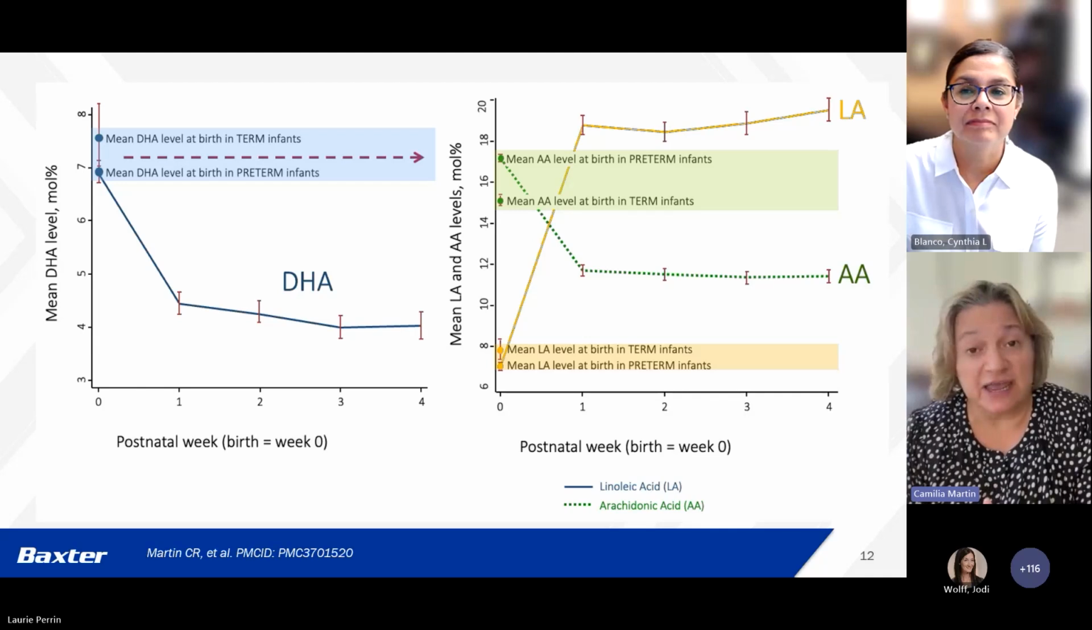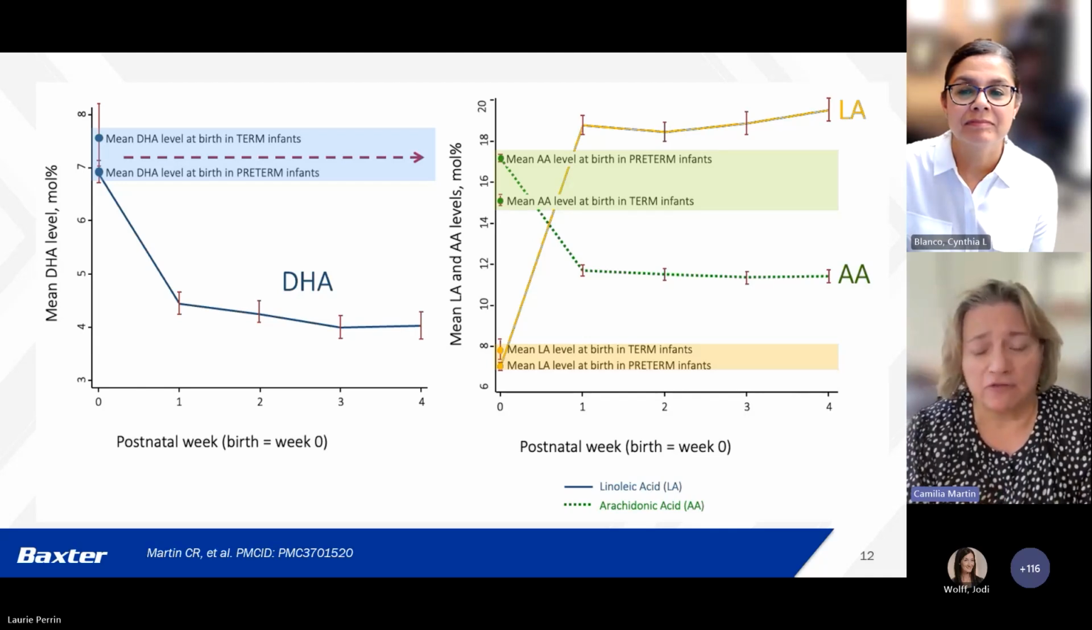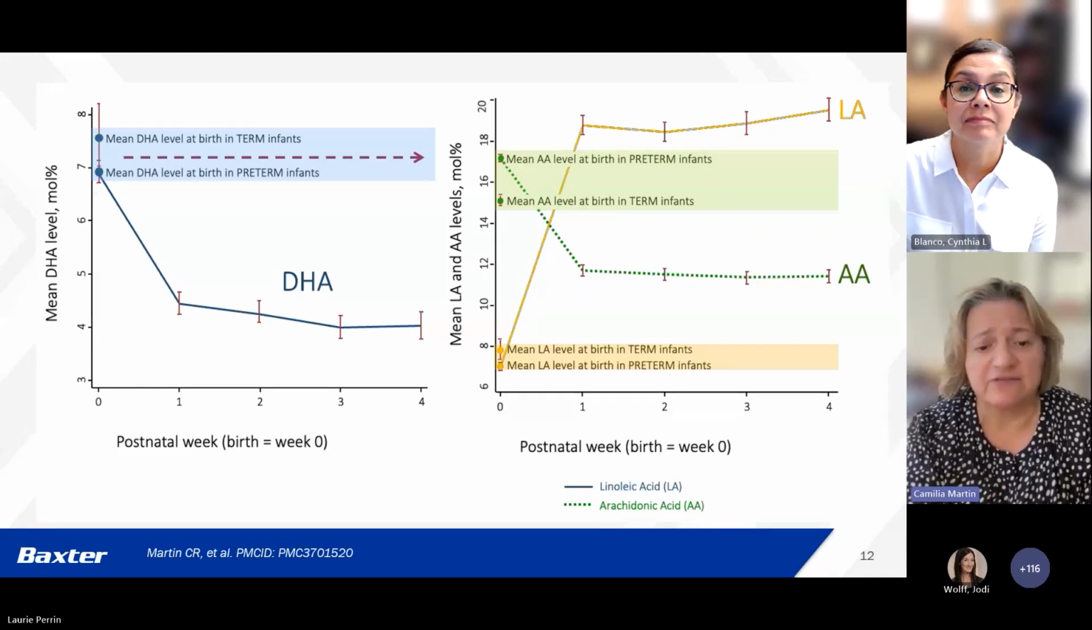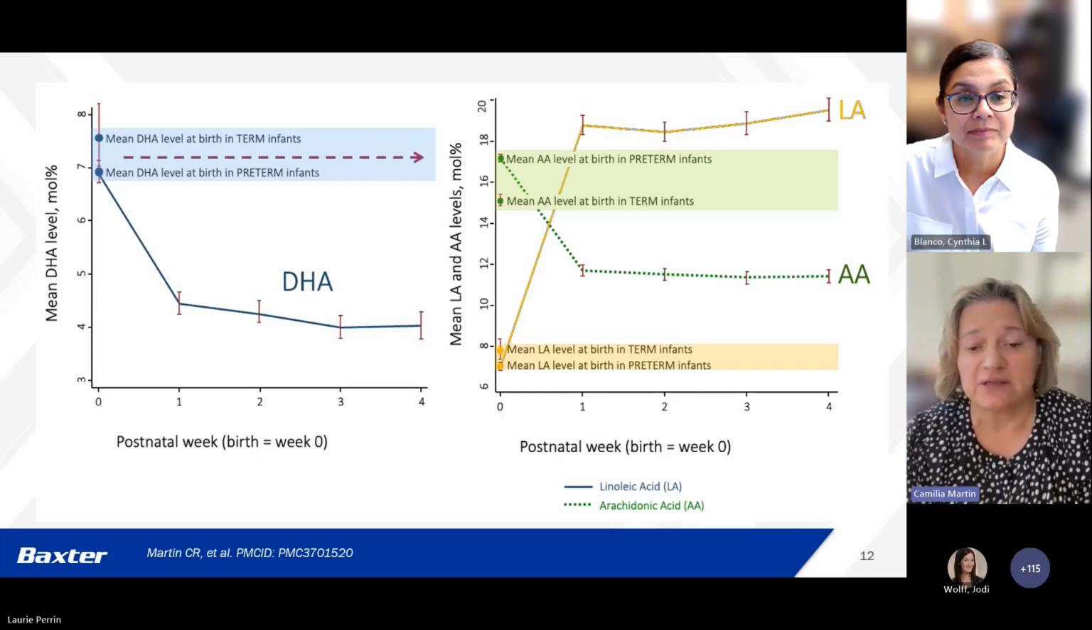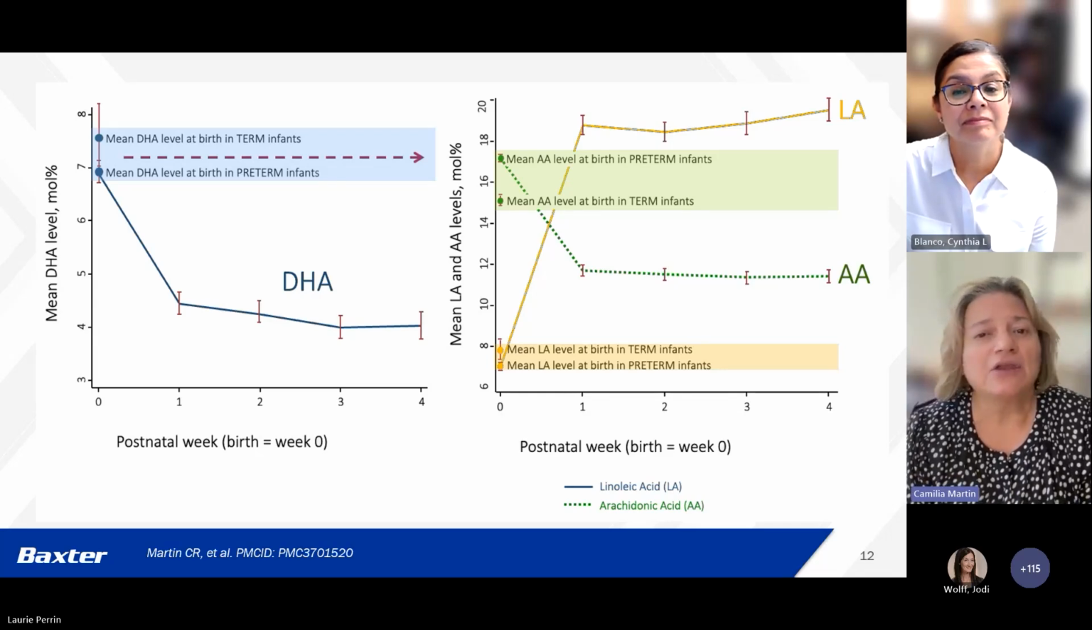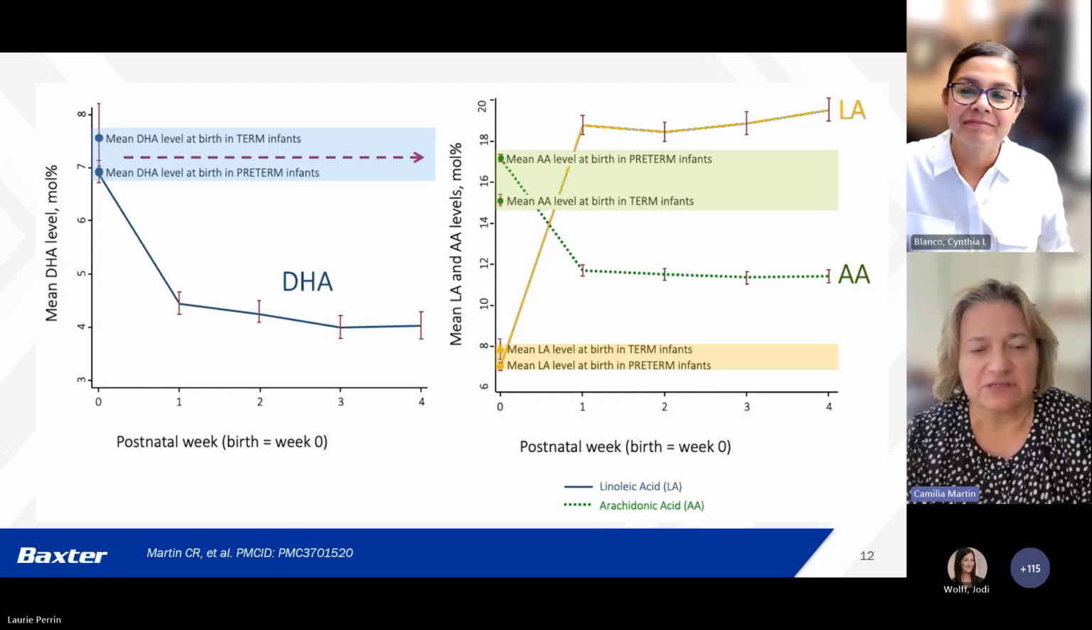But what's interesting, and a point to pull out, because I don't know if we necessarily pull it out later, is that if you go to week 2, week 3, week 4, once these deficits occur, even as they transition to full enteral feedings and breast milk feedings, you don't really see much of a catch up in some of those deficits.